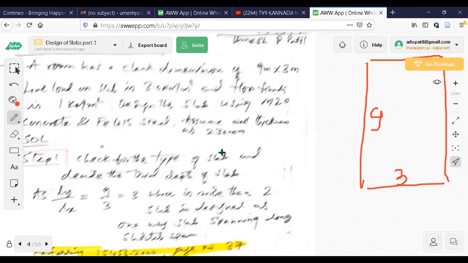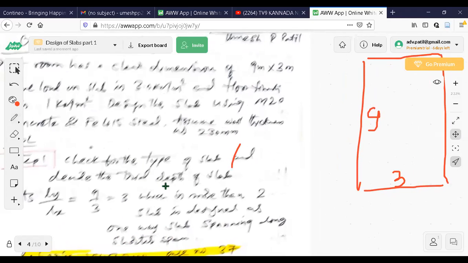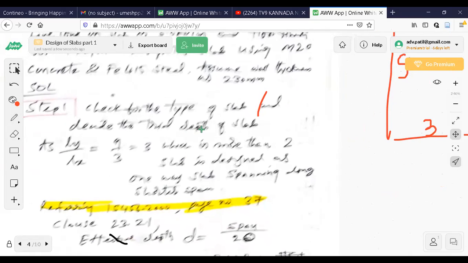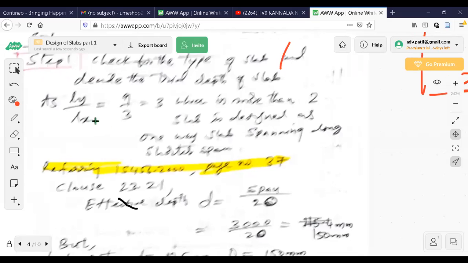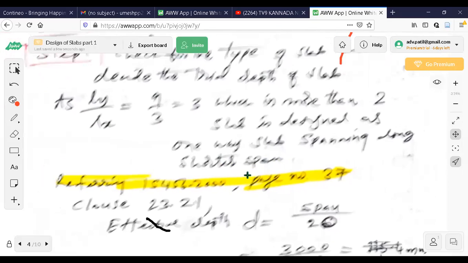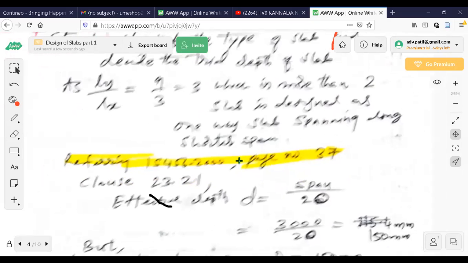Assume the thickness as 230. That is the thickness of the supports, not the slab. Now check for the type of the slab. Ly by Lx is 9 by 3, which is more than 2. That is why the slab is designed as a one-way slab, because the ratio is more than 2.